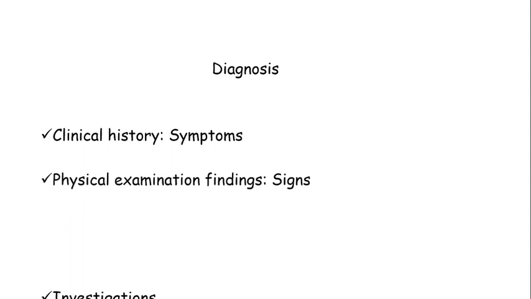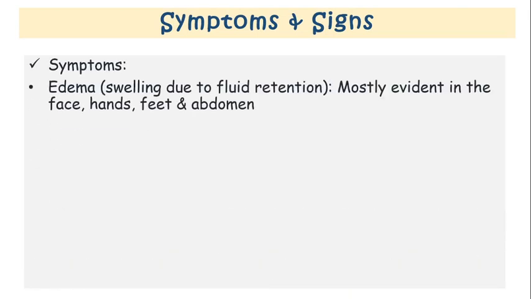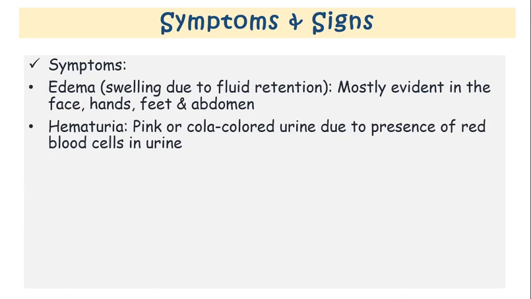Now we'll see how glomerulonephritis is diagnosed. Diagnosis is based on history, that is symptoms, physical examination findings, that is signs, and certain supportive investigations you request. First of all, we'll see the symptoms and signs. So symptoms, what are they? There will be edema. It's a generalized edema. It affects all parts of the body, but it is mostly seen in hands, feet, abdomen, as well as in face. Then hematuria, that is dark color urine due to presence of red blood cells.